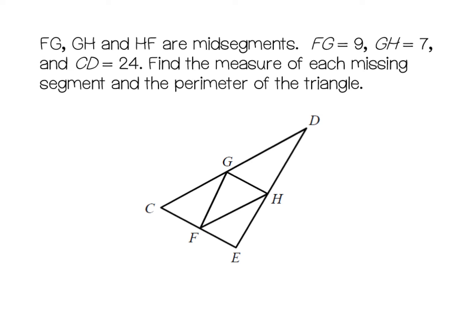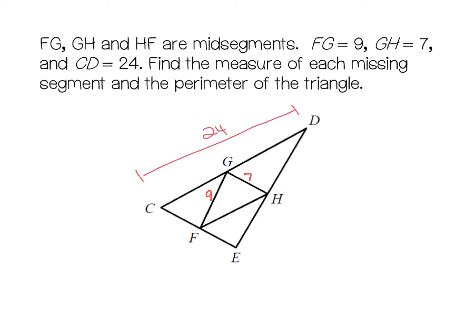So let's look at this example. It says FG, GH, and HF are all midsegments. So all three of these little segments here are midsegments, meaning G is a midpoint, H is a midpoint, F is a midpoint. It gives us that FG is 9, GH is 7, and CD is 24. So this whole side is 24.